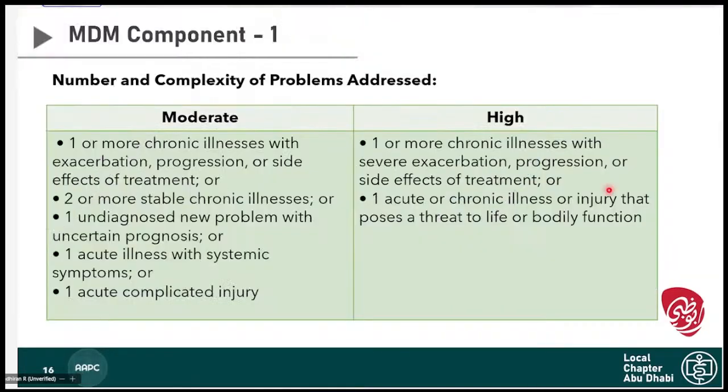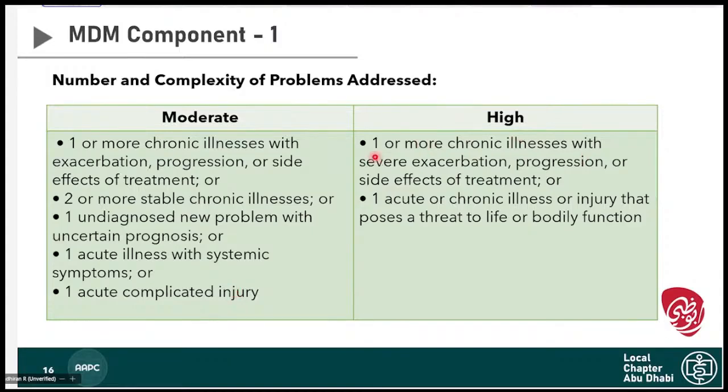Next, we'll discuss component one, number and complexity of problems required for moderate and high levels. What points are required for the moderate level? We require one or more chronic illnesses with exacerbation, progression, or side effect of treatment, or two or more stable chronic illnesses, or one undiagnosed new problem with uncertain prognosis, or one acute illness with systemic symptoms, or finally one acute complicated injury.